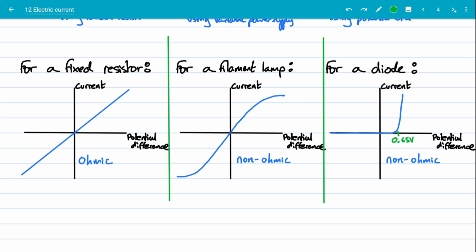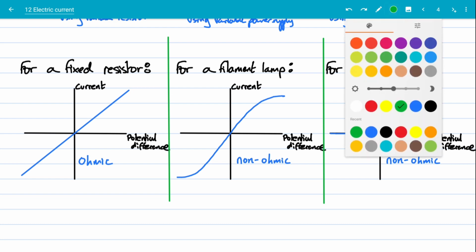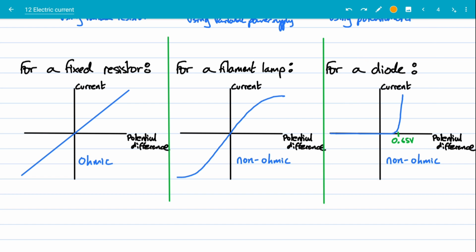So what does that mean? That means a diode will conduct. You get very, very low resistance when the potential difference is high enough, and very, very high resistance at much lower potential differences. So very low resistance, and here is very high resistance.